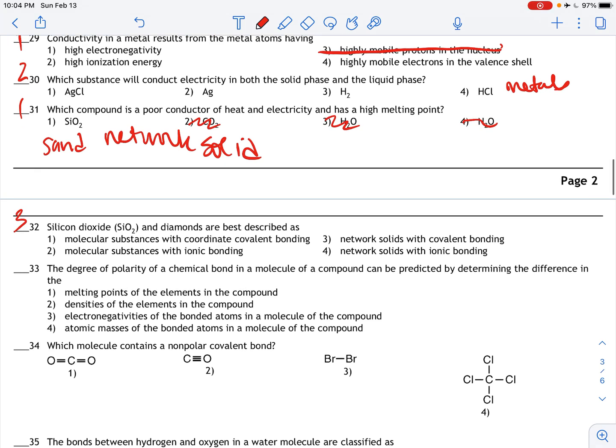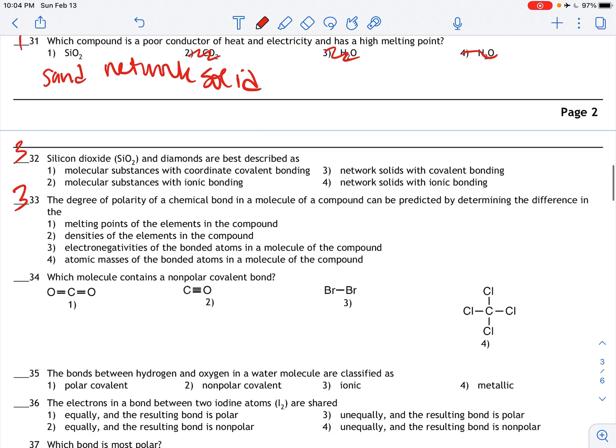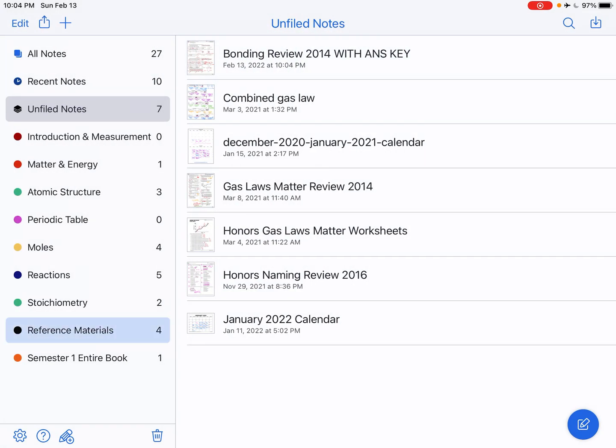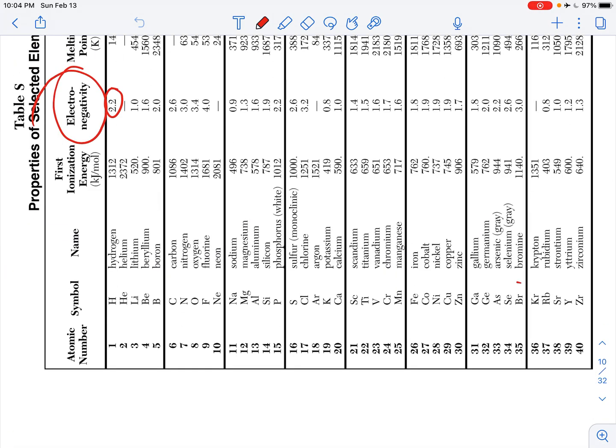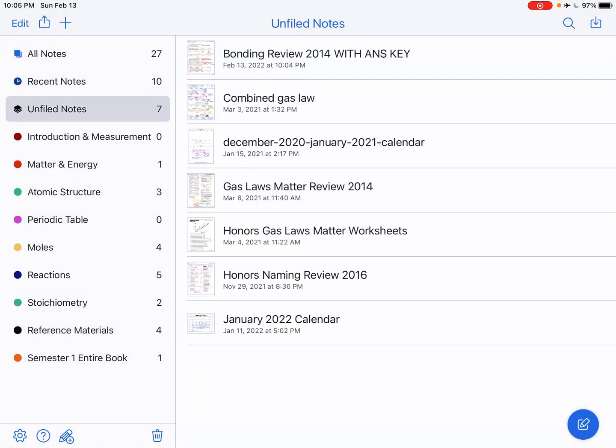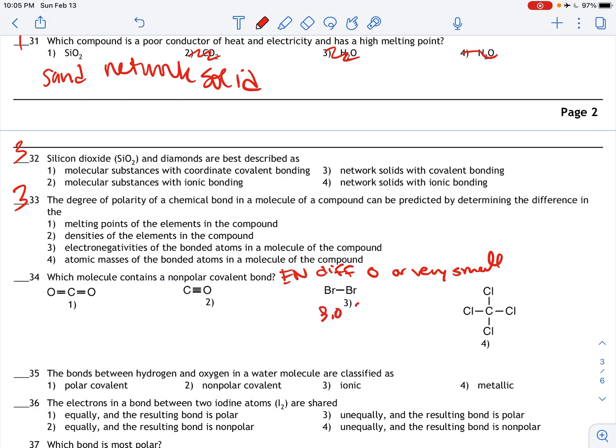The degree of polarity in a chemical bond can be predicted by determining the difference in the electronegativities, we've done that before, which contains a nonpolar covalent bond. So this means an electronegativity difference that is 0 or very small. So who's going to have the same? Well, if you look at choice 3, whatever bromine's electronegativity is, which I can look up. Bromine, 3.0. So this is a 3.0 and this is a 3.0. So when you subtract them, the difference is 0.